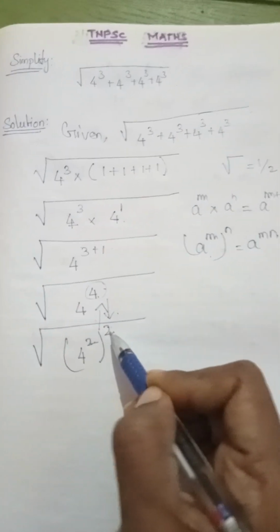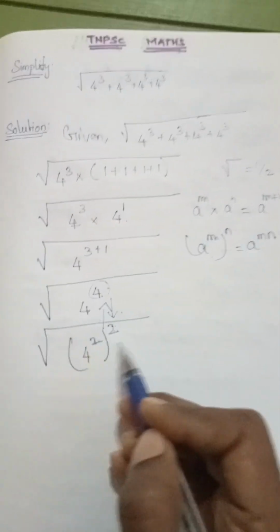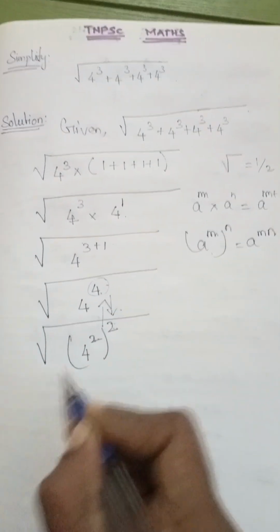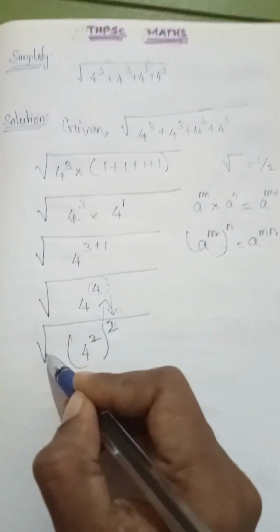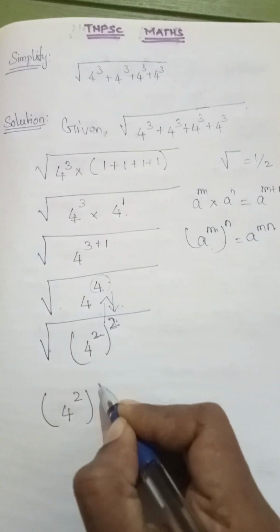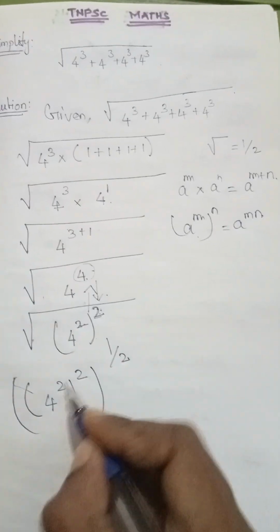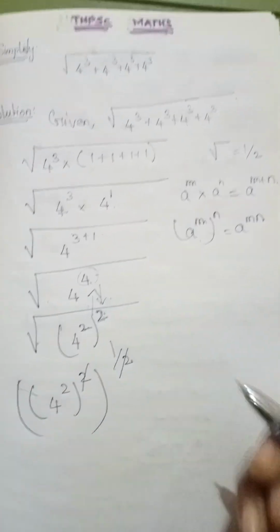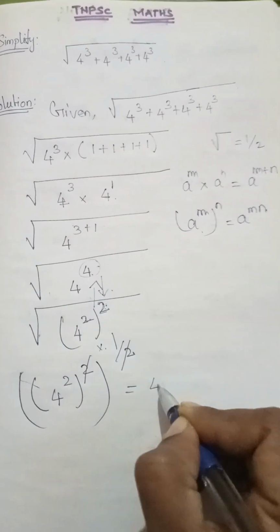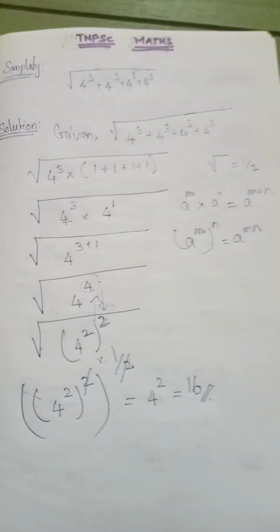So 2 into 2 is 4, nothing will change, so you can write it like this. Square root of 4 square the whole power 2. Next step, the square root is power 1 by 2. So 4 square the whole power 2, the whole power 1 by 2. Okay. So this 2 and this 2 cancel in multiplication. So the remainder is 4 square. 4 square means 16. So the answer is 16.